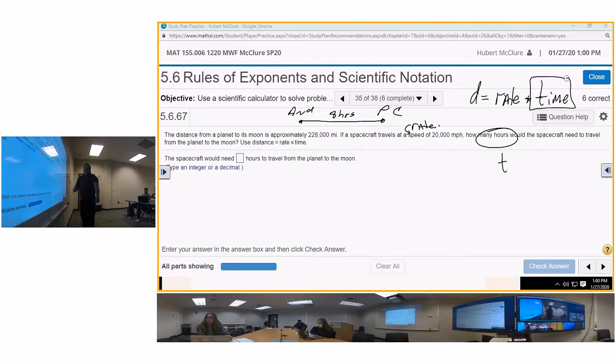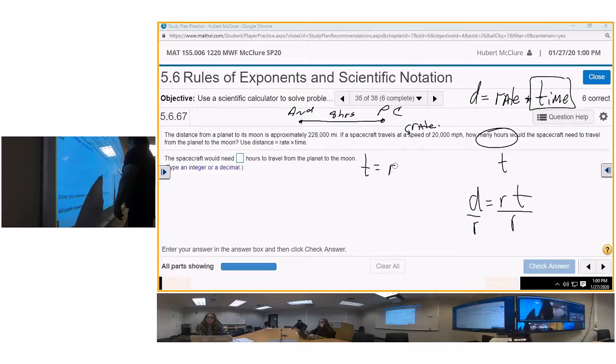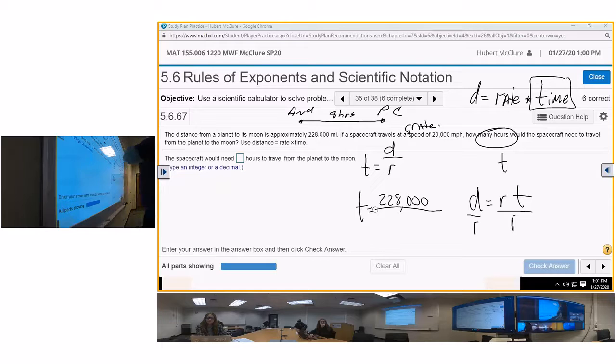So that means we got to find t. So I'm going to solve it for t first. d is equal to r times t. Divide by r. So the time is equal to d over r. So what's my distance? 228,000, divided by 20,000.